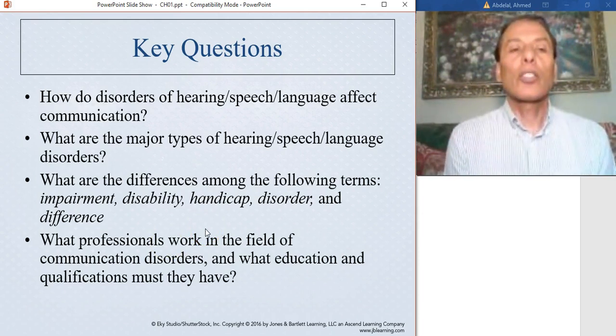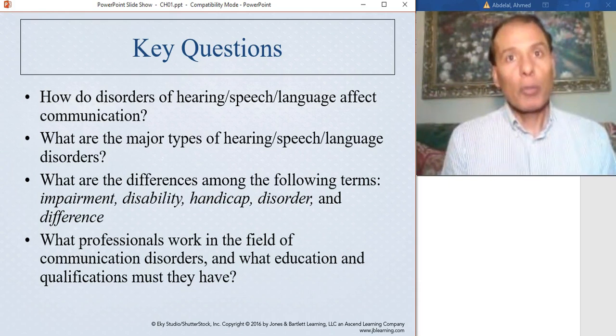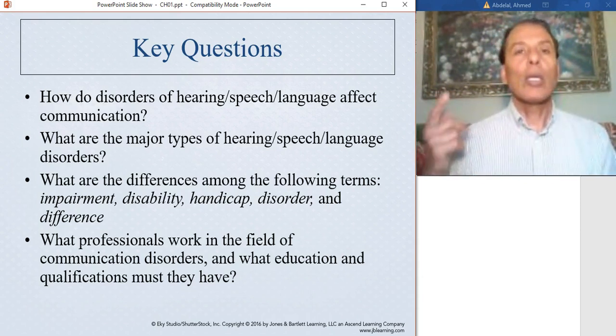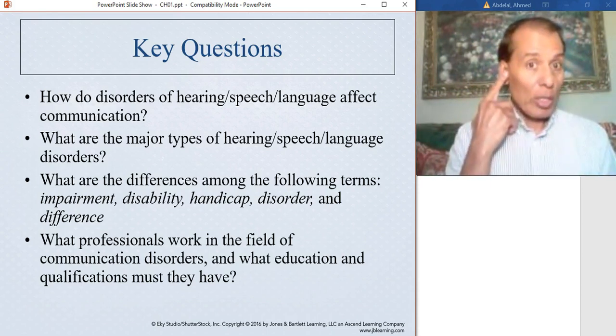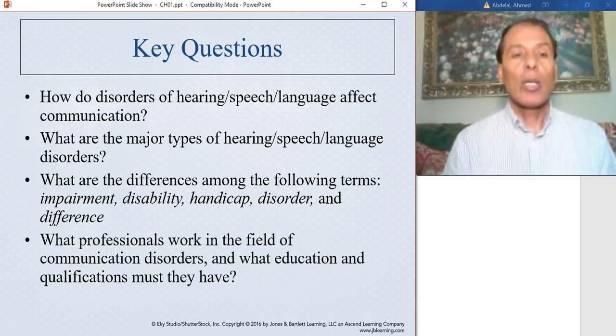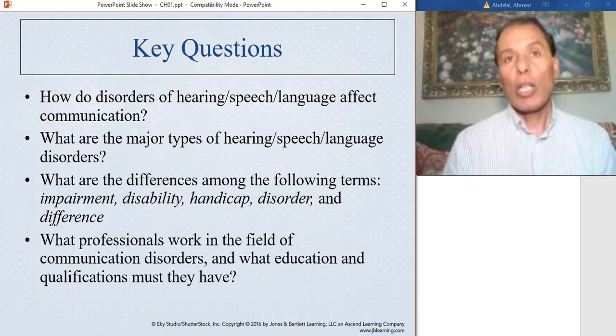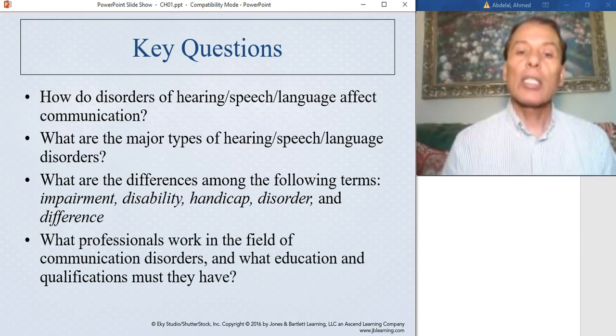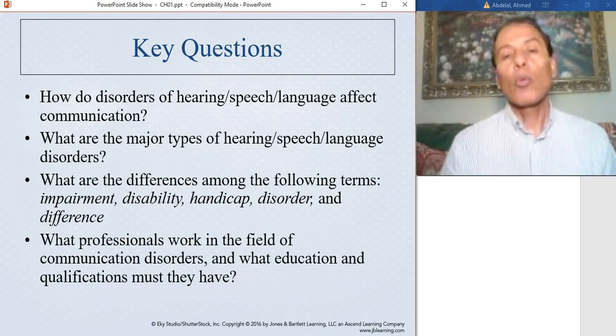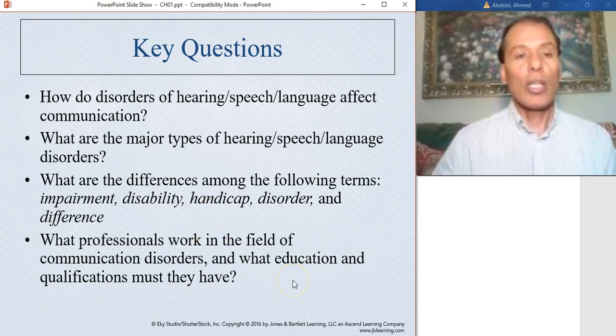So in this lecture, we are going to speak about the fields of speech language pathology and audiology. We're going to speak about the disorders of communication, including hearing and also reception or receptive language, expressive language, and speech disorders. We'll also differentiate among specific concepts that pertain to the course, like the concept of impairment: what is an impairment versus a disability versus a handicap versus a disorder, a difference, a delay, and so on. The last part is going to focus more on the roles of the speech language pathologist, the audiologist, and the speech hearing scientist, and their jobs, for example, where they work, job settings, and information about accreditation, certification, and licensure.